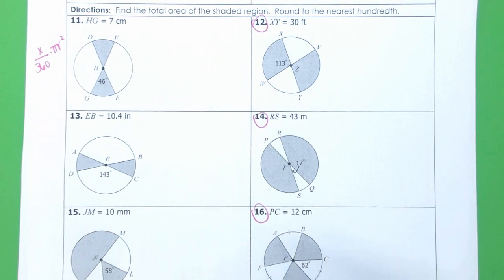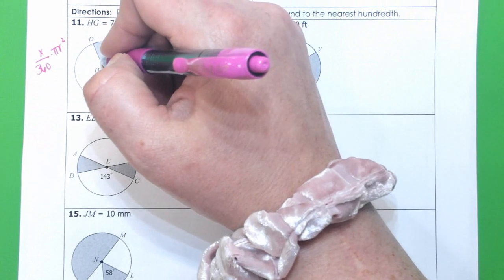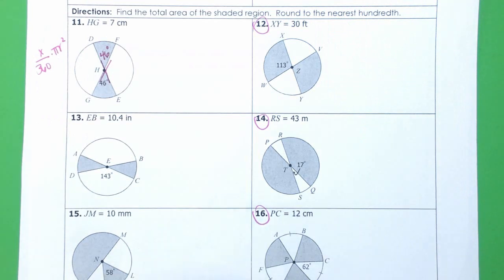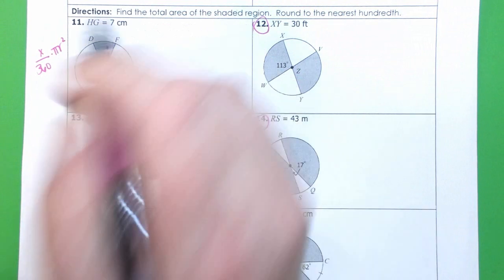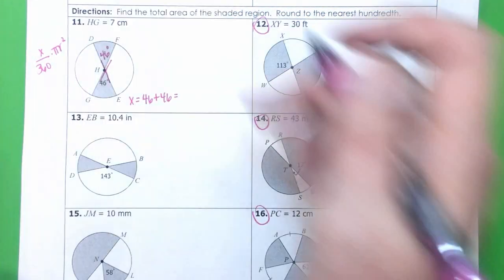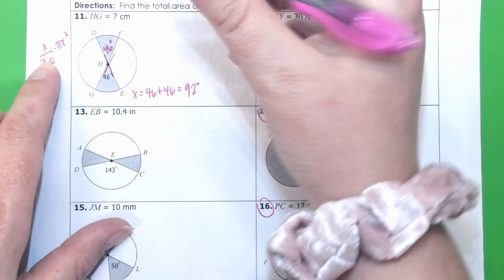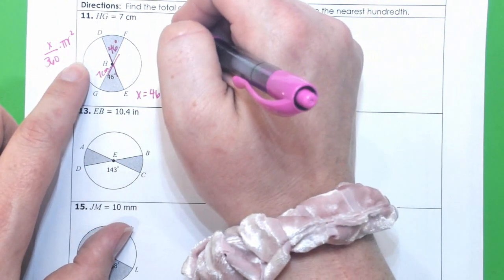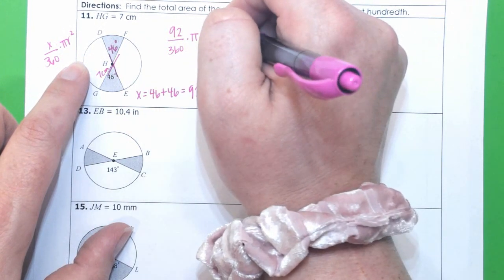You have to remember your properties about vertical angles on this one. So if you know that you have two intersecting lines, remember vertical angles are congruent, so this is 46 as well. So now my x is going to come from 46 plus 46. And on my calculator I'm going to do 46 times 2, which is 92 degrees. Okay, and I'm going to use this formula and plug that 92 in. It tells me that HG here is 7 centimeters. So that's my r. So 92 over 360 times pi times 7 squared.